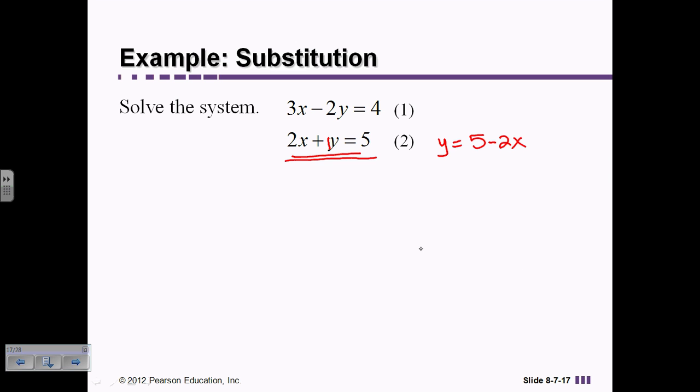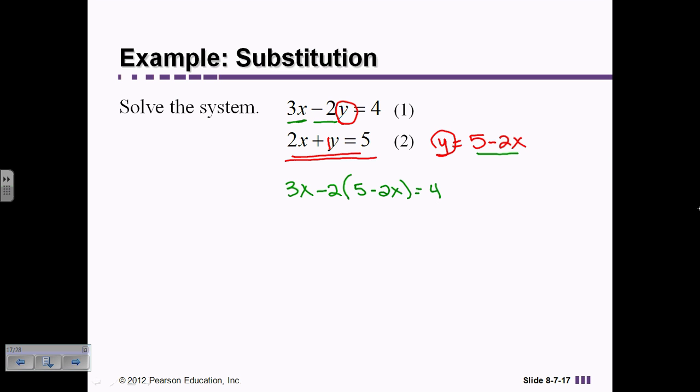Okay, now we're going to take that value that we got for y, and we're going to substitute that value into this equation wherever there's a y in that problem. So we're going to have 3x minus 2 times (5 minus 2x) equals 4. So notice the 3x didn't change, the minus 2 didn't change, but where the y was, I replaced it with the 5 minus 2x.